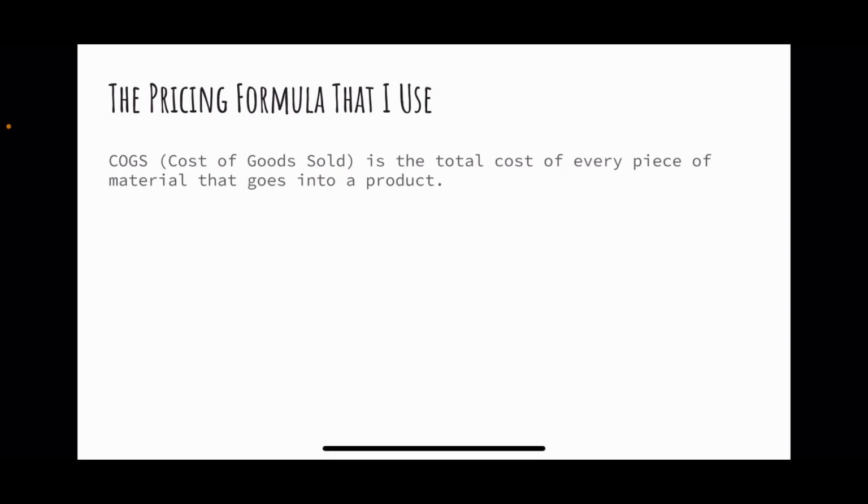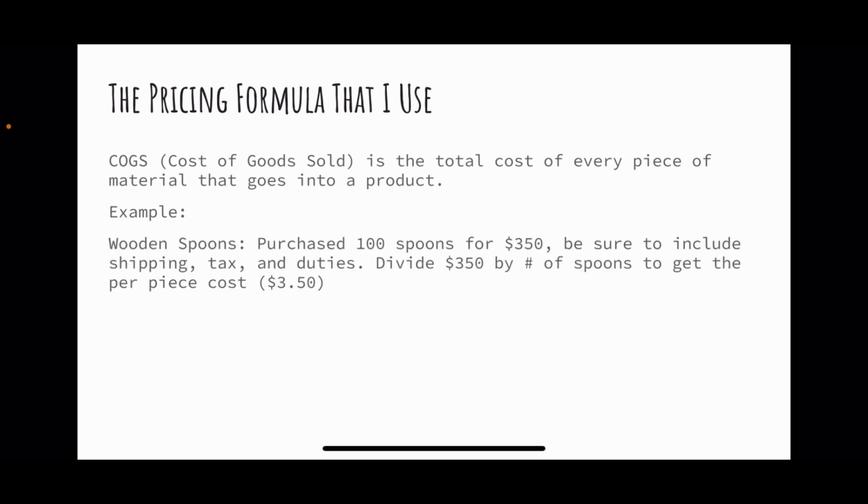All right, so starting with the first part of the formula, COGS, which if you don't know what that stands for is cost of goods sold, is the total cost of every piece of material that goes into a product. Now, this doesn't mean that you buy a ball of yarn and that's what you input here. You're only going to charge what you use per item. So if you used 6 inches of that yarn, you would charge for 6 inches out of that total cost. You'd have to break that down.